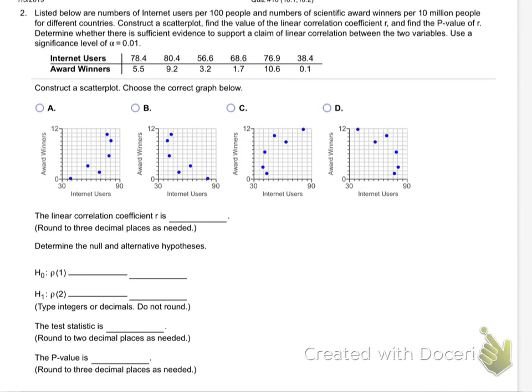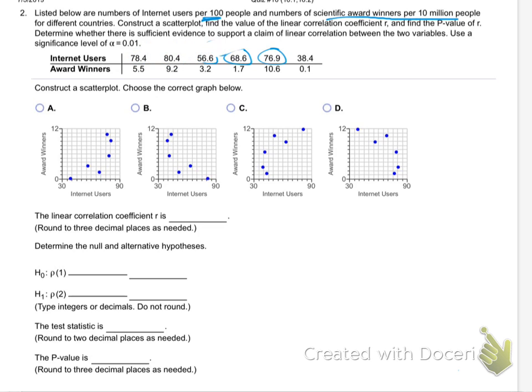Okay, so here we are on number 2. So listed below, if you read all the words, basically it says these are internet users in various countries per 100 people. So it's basically percent. Per 100 means percent. So 78% of the country uses the internet in this country. 80% of this country uses the internet. 56% of the country uses the internet. And the numbers below are how many scientific award winners there are per 10 million people.